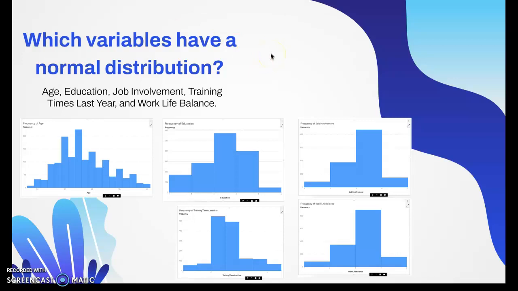So, given the data, which variables have a normal distribution? So these are the normal distributions that we found. So frequency of age, frequency of education, frequency of job involvement, frequency of training times last year, and then frequency of work-life balance. These are all generally normal distributions, not perfect, but close enough to normal that we would count it as normal.